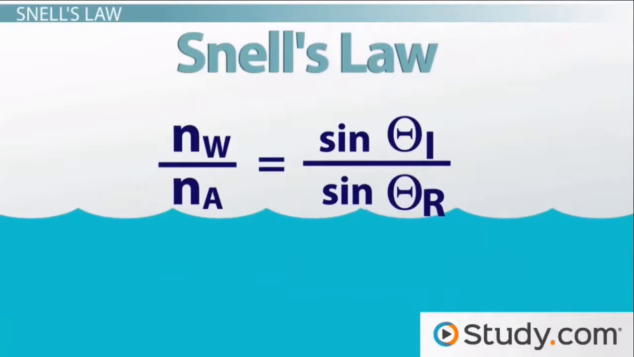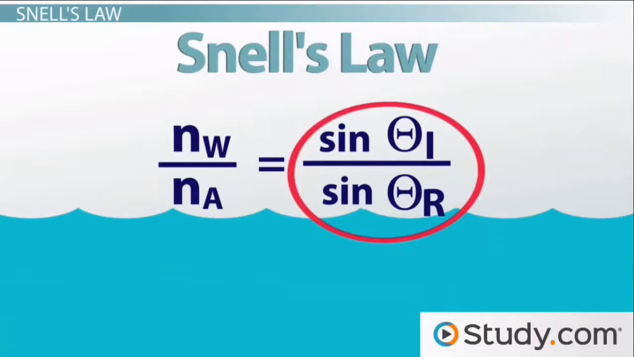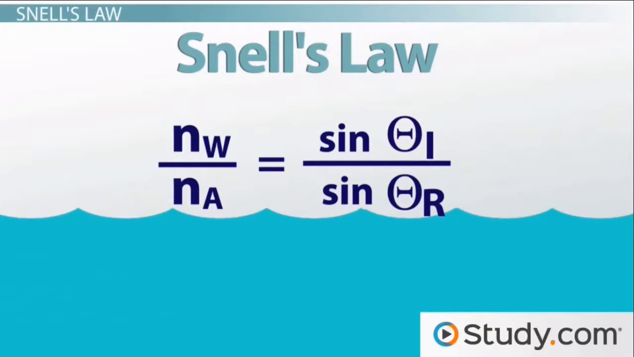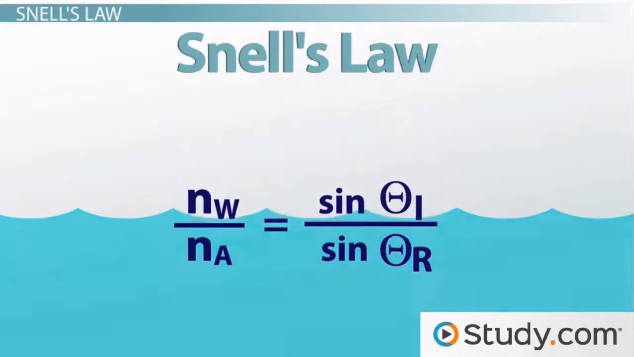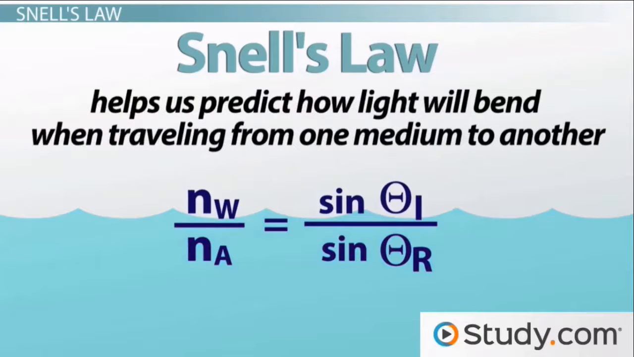It shows how the ratio of the n values is the inverse of the ratio of the angles. To be more precise, the ratio of the angles of incidence and refraction is equal to the inverse ratio of the indices of refraction. Snell's law is a great formula to remember because it helps us predict exactly how light will bend when traveling from one medium to another.